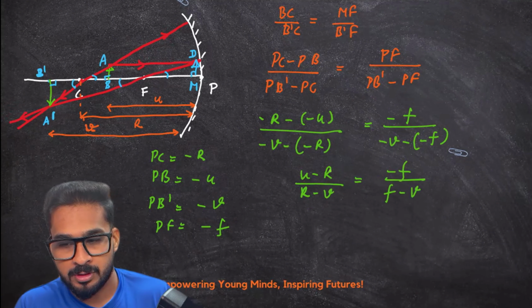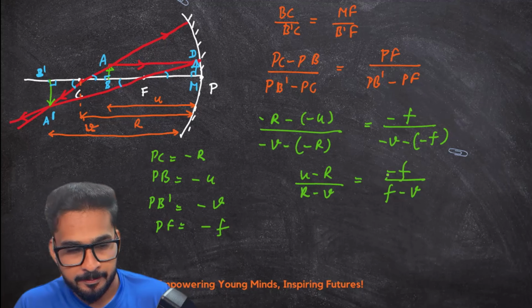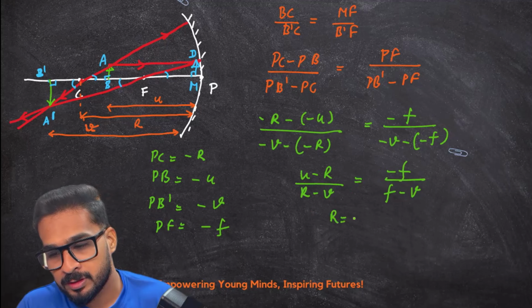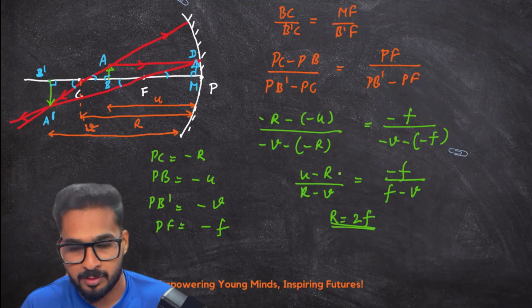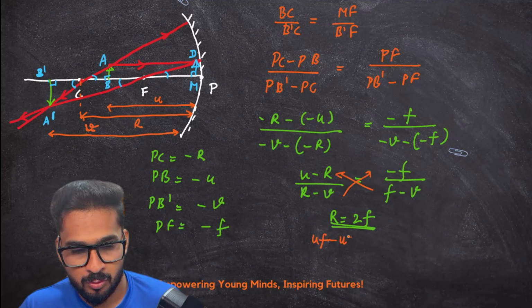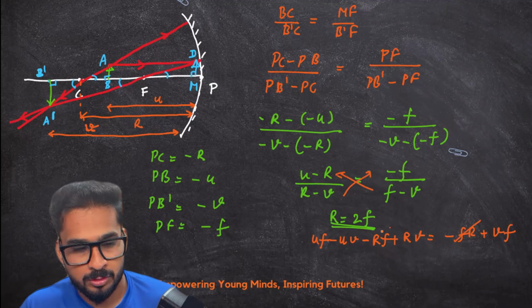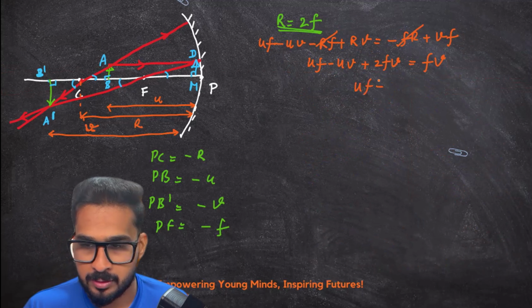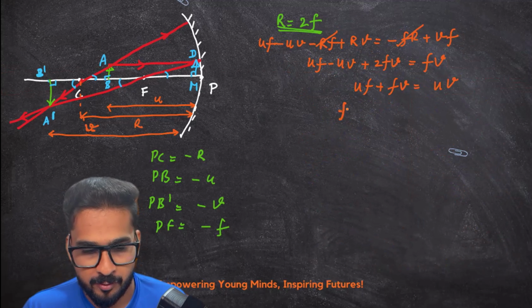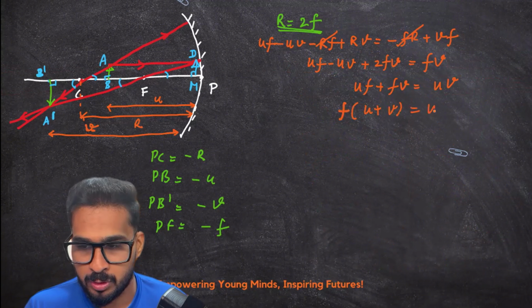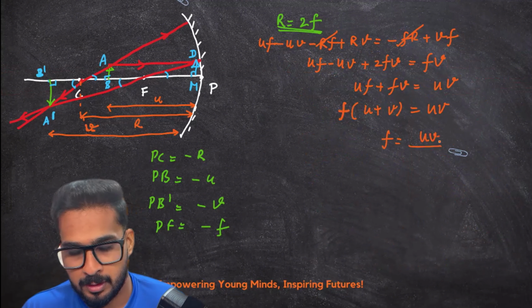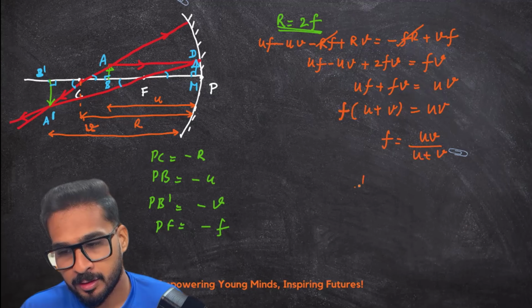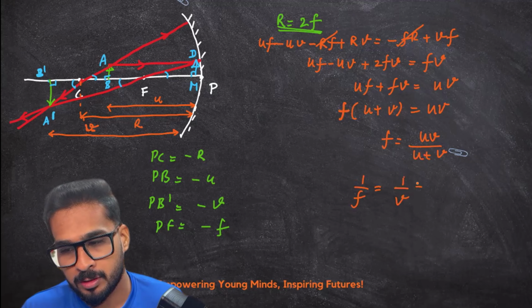Now cross multiply everything and substitute R equal to 2F, which is the thin mirror approximation. We will get UF minus UV minus RF plus RV equal to minus FR plus VF, both get cancelled. So UF minus UV plus 2FV, because R equal to 2F, equal to FV. Now UF plus FV is equal to UV. Taking F common, U plus V is equal to U into V. F is equal to UV divided by U plus V. So reciprocating it, 1/F is equal to 1/V plus 1/U.